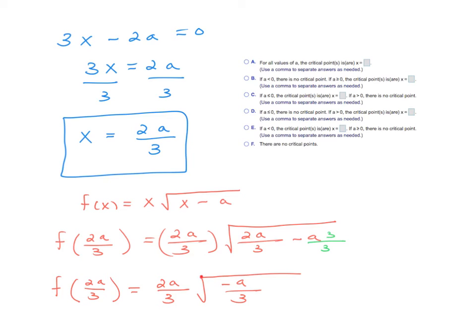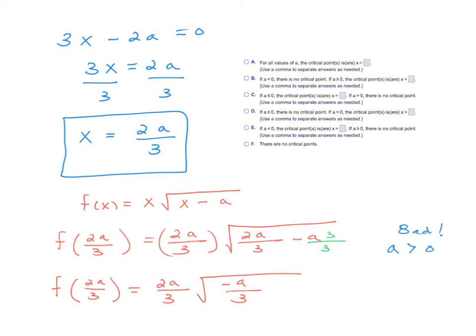Now, you cannot take the square root of a negative number. So if a is positive, then negative a is negative. In fact, the entire thing under the square root would be a negative number if a is positive. So I'm just going to say that this is bad. There is no critical point if a is positive, because when you plug it into the original function, it puts a negative number under the square root. So the function isn't even defined at this point.